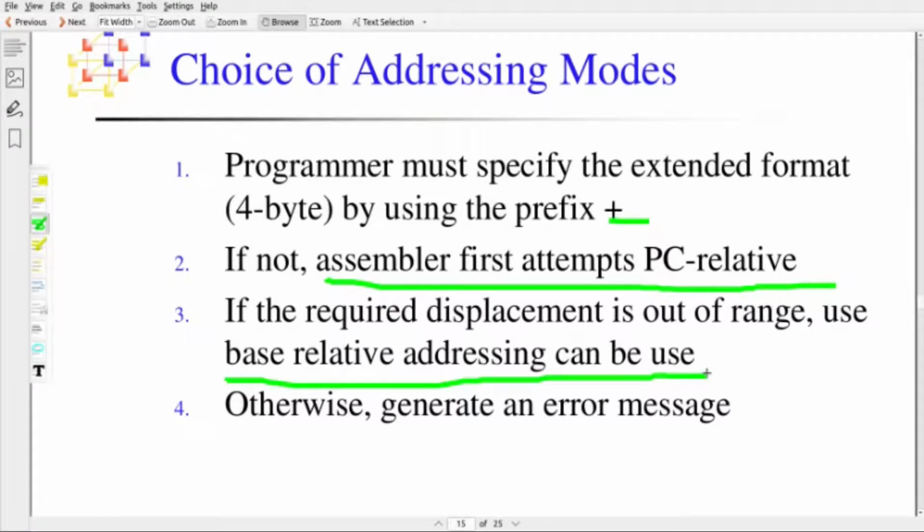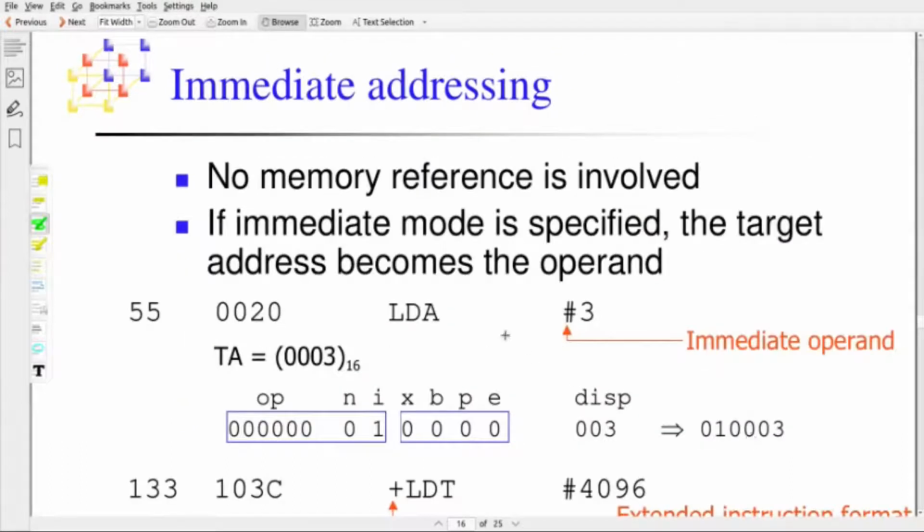If the required displacement is still beyond the range, then the assembler will generate an error message. This is the situation. Another example, for another class of instruction, is the immediate addressing mode. Here there is no memory reference. So if the immediate mode is specified, the target address becomes the operand itself.